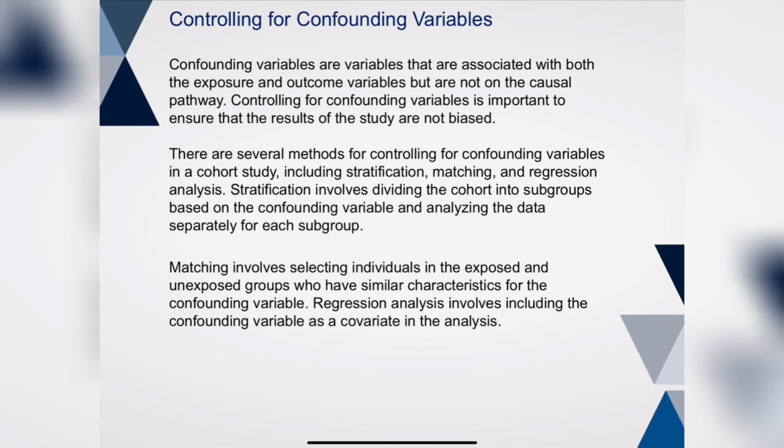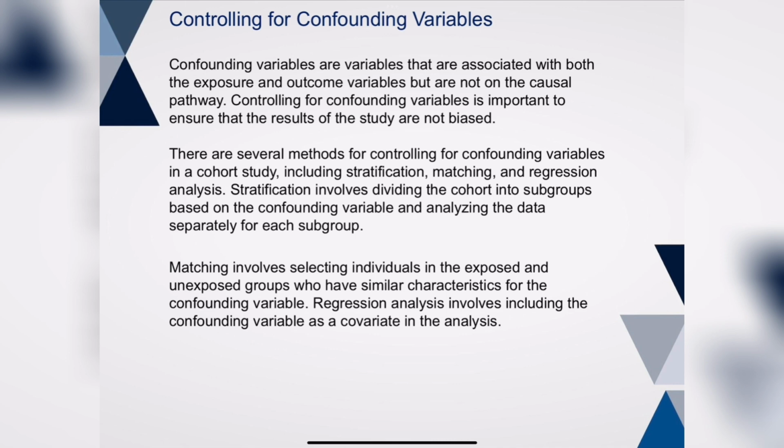Confounding variables are variables that are associated with both the exposure and the outcome variables but are not on the causal pathway. Controlling for confounding variables is important to ensure that the results of the study are not biased. There are several methods for controlling confounding variables in a cohort study, including stratification, matching, and regression analysis.